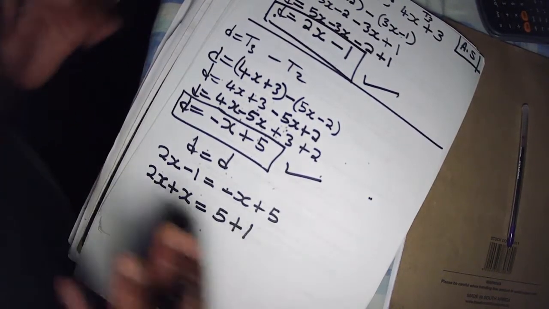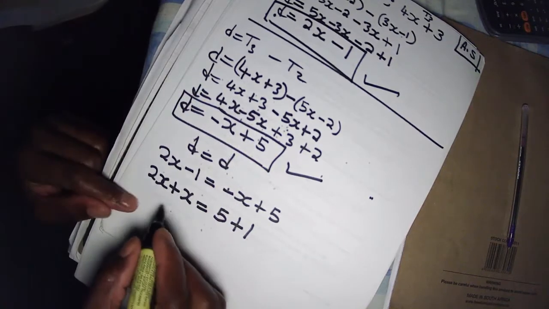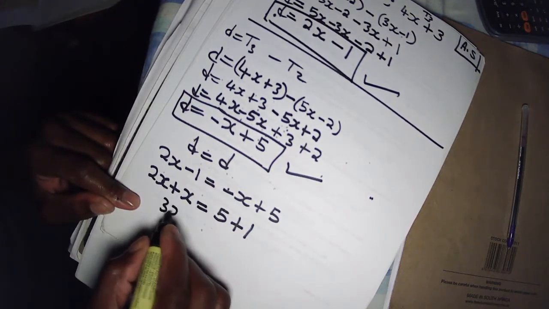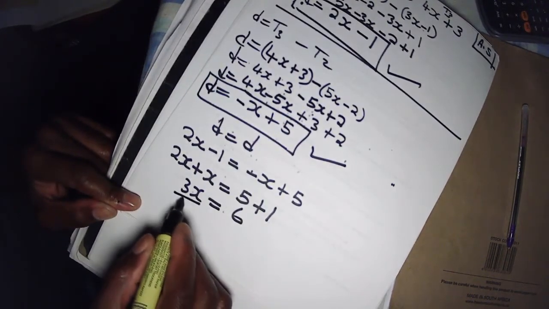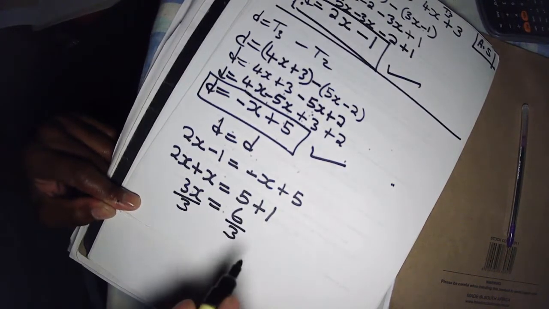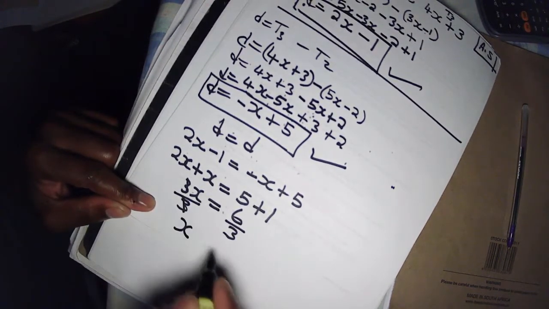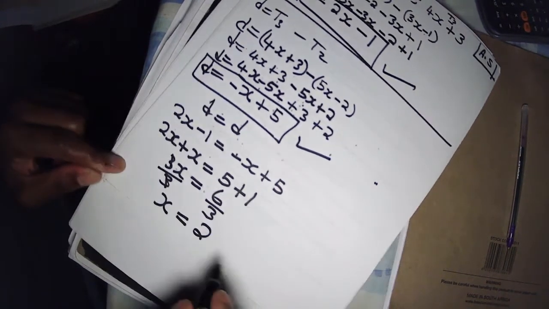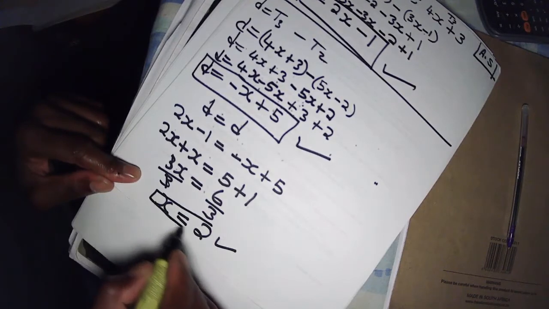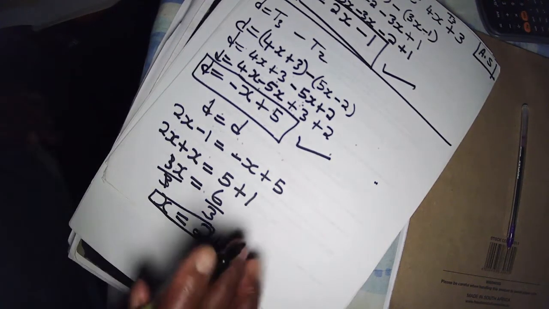2x plus x is equal to 5 plus the 1. Arranging these accordingly, on the left hand side of the equal sign we get 3x is equal to 6. That is obvious. We divide by the 3 in order to remove it. Then we remain with 1x is equal to 2. So this is the answer: x is equal to 2.